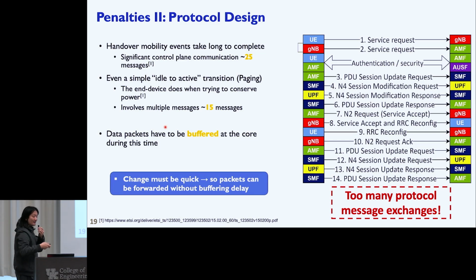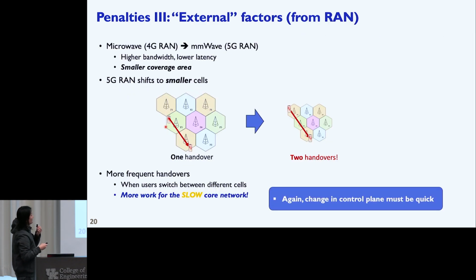And that is the key takeaways of this second penalty. And for the third penalty, which is caused by external factors from the radio access networks. As I said earlier, the 5G RAN is jumping to the millimeter wave, and this will cause smaller cells, or smaller coverage of each cell. And what is the penalty of that?